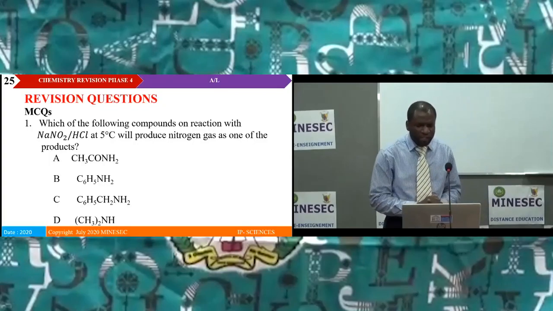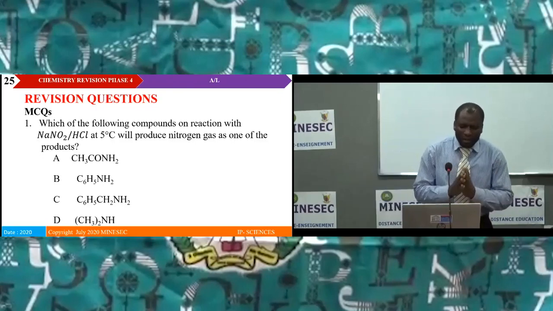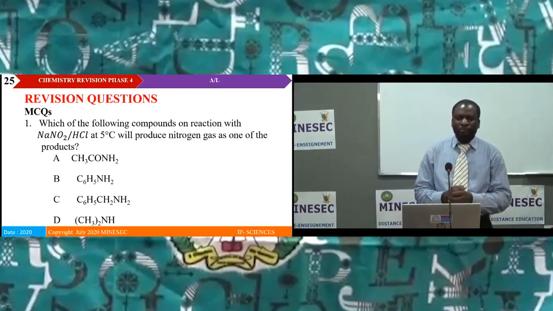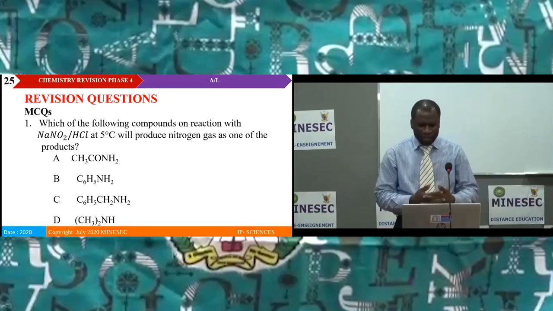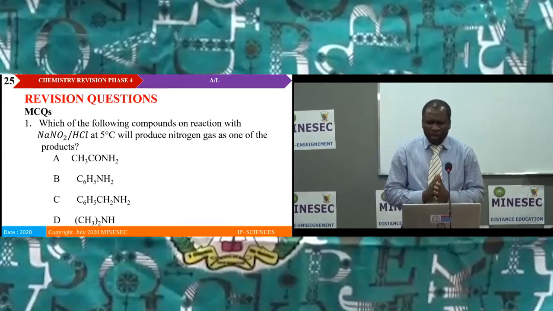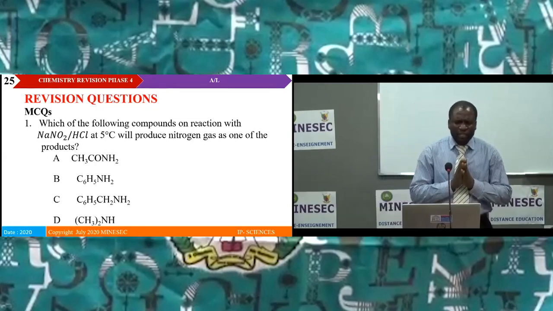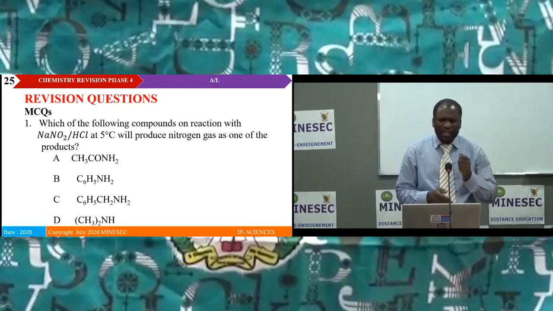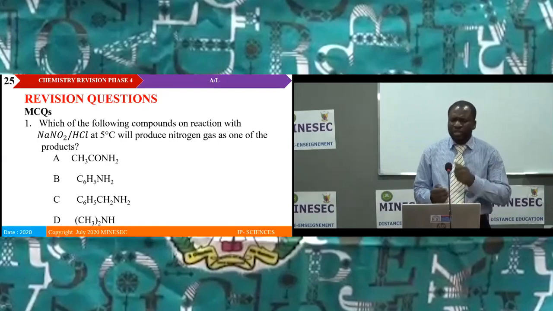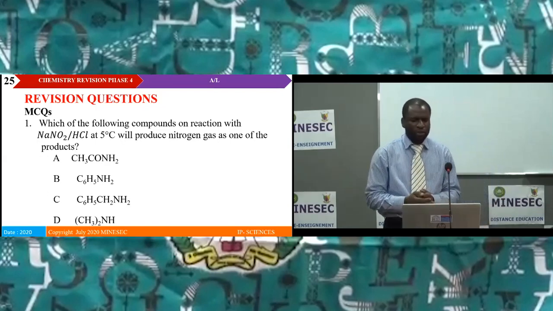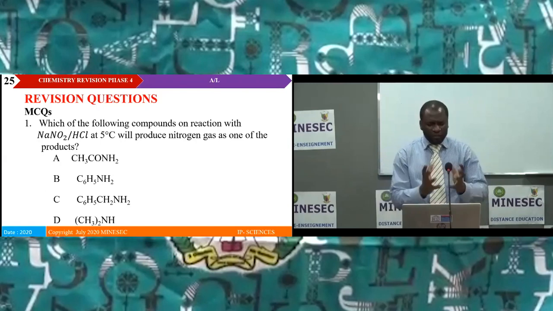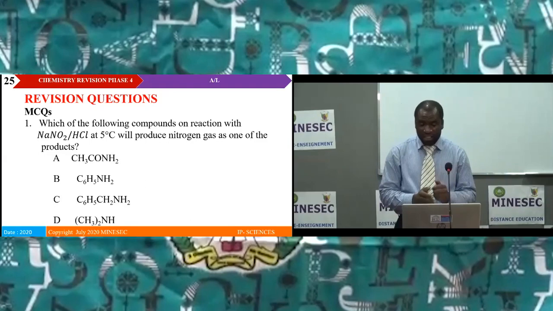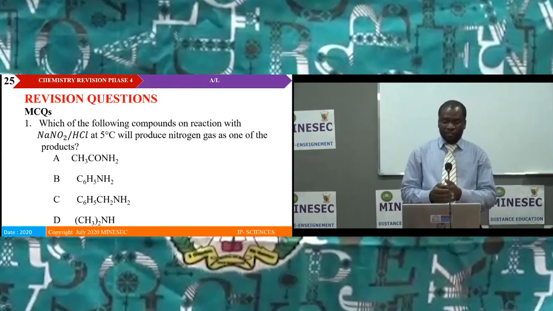We will revise questions beginning with multiple choice questions, which are the number one type questions. One, which of the following compounds on reaction with sodium nitrite and hydrochloric acid at 5 degrees Celsius will produce nitrogen gas as one of the products? We have the mixture there, sodium nitrite and HCl. That's our reagent. And the condition, 5 degrees Celsius.